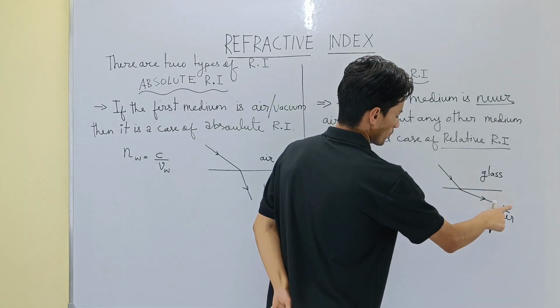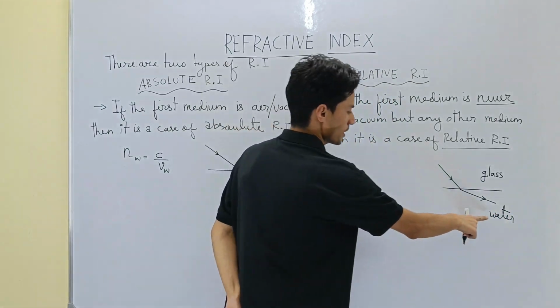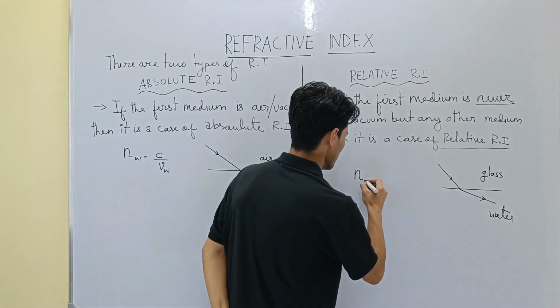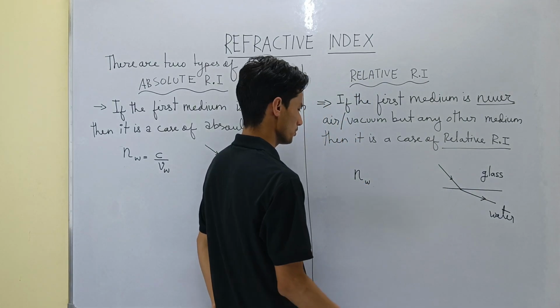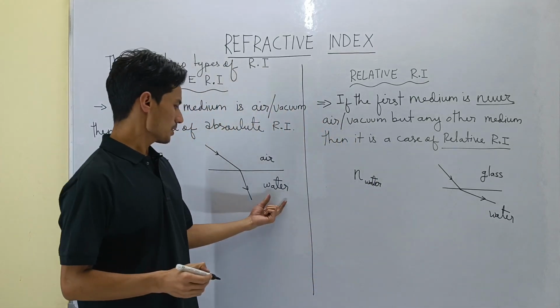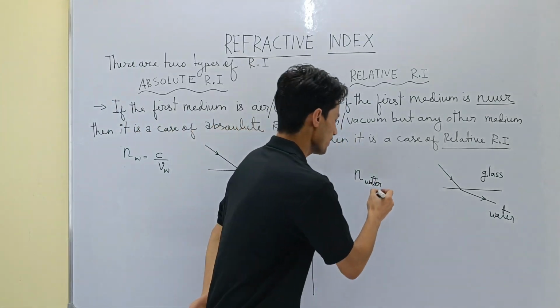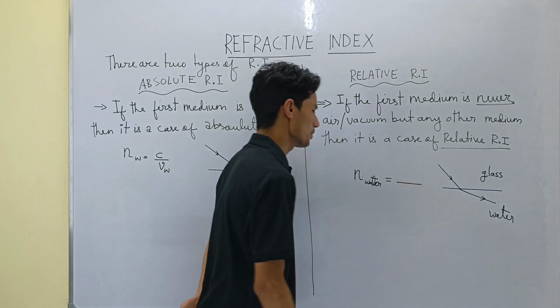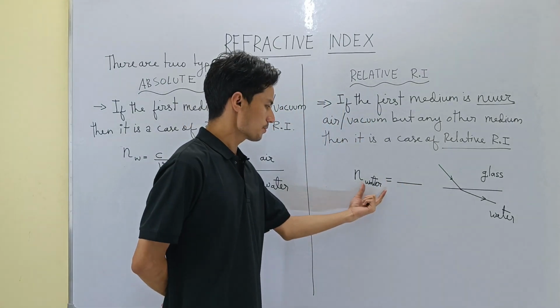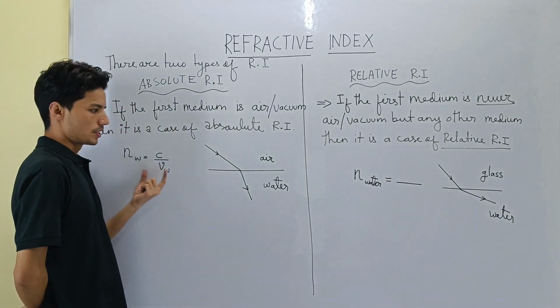Refractive index is always found for the medium into which light is entering. So light is entering water, so I'll be writing water, W. In both cases, water is the second medium. Now if I write like this and proceed, this will be wrong.